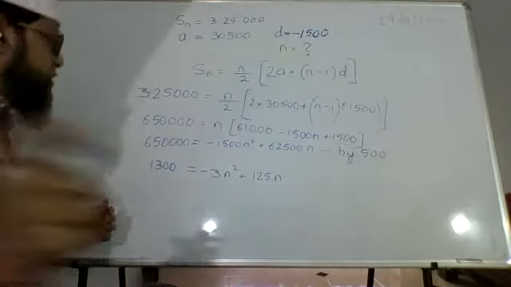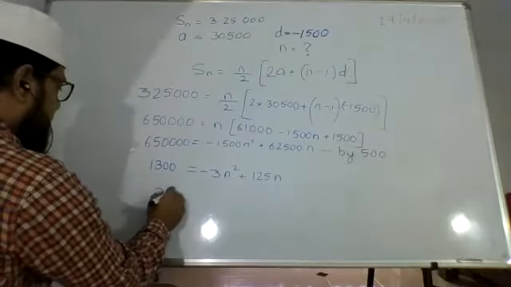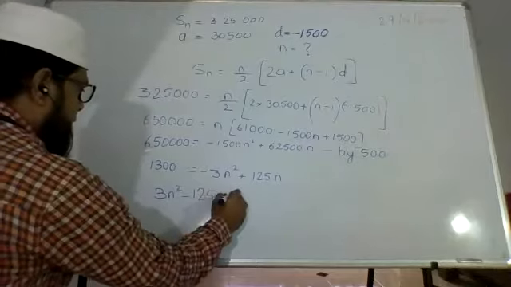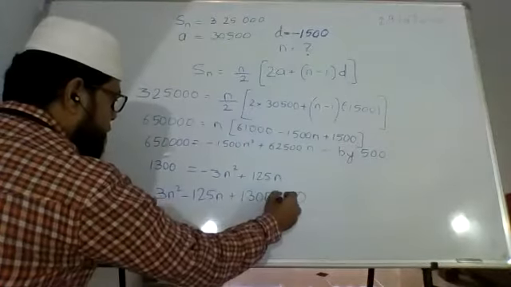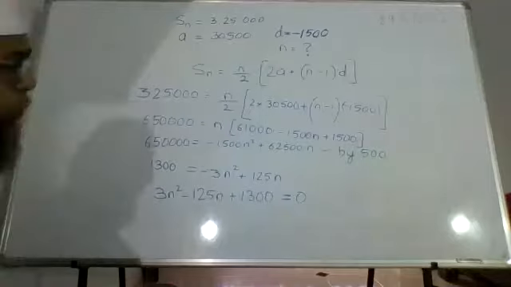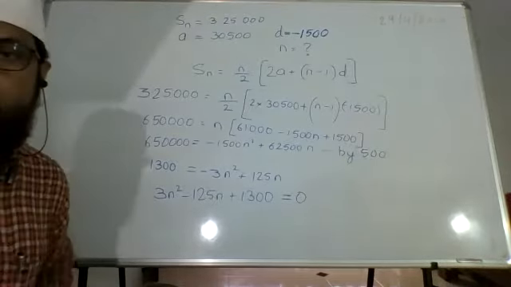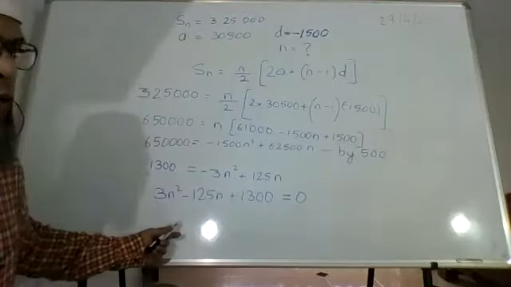Now if I rearrange this, if I bring everything to this side, I'll have 3n square minus 125n plus 1,300 equal to 0. 3n square minus 125n plus 1,300 equal to 0. Okay, this is a quadratic equation. We'll be solving one full chapter on this. We have to factorize and do all those things.